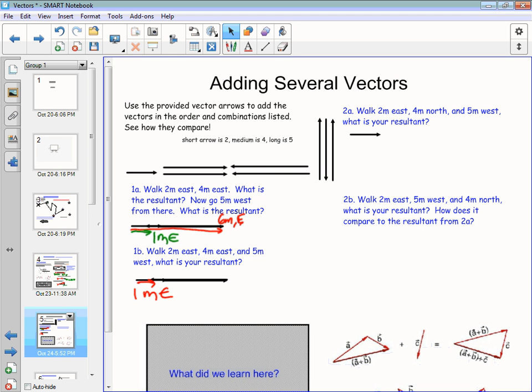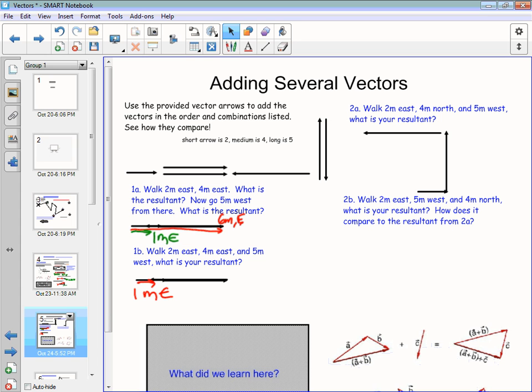Anyhow, in part A, we combined something and added it on, right? In part B, we just added them all individually. Okay, so what is our, oh, all right, sure, move it over, that's fine. Okay, well, she's ready for the result. So going from the tail of the first to the tip of the last.